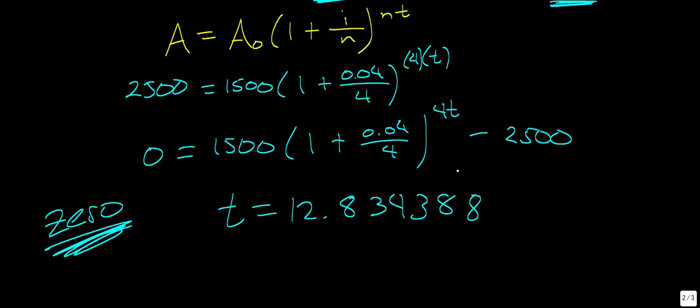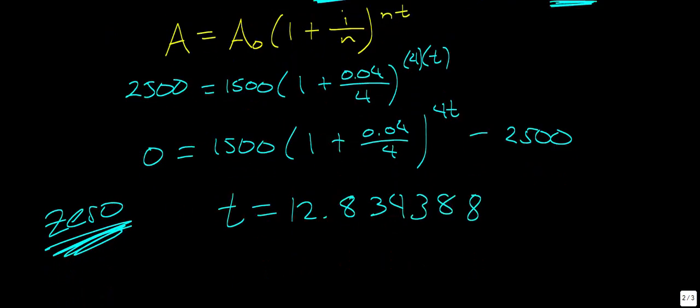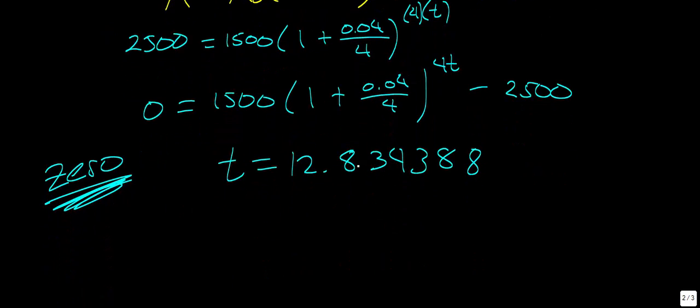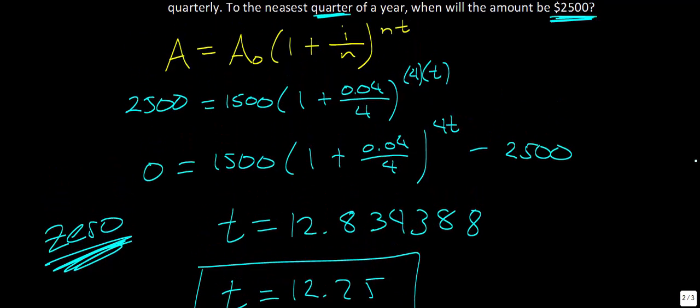12.834388 years. Okay, and because this question, if we go back up to it, says rounded to the nearest quarter of a year, we'd round that to the nearest quarter of the year. We can either go up to 13 or down to 12.75. I think you'd agree that t is closer to 12.75, and so that would be my solution for that one. Okay, so these questions I think you're going to find quite a bit easier actually than our first examples.